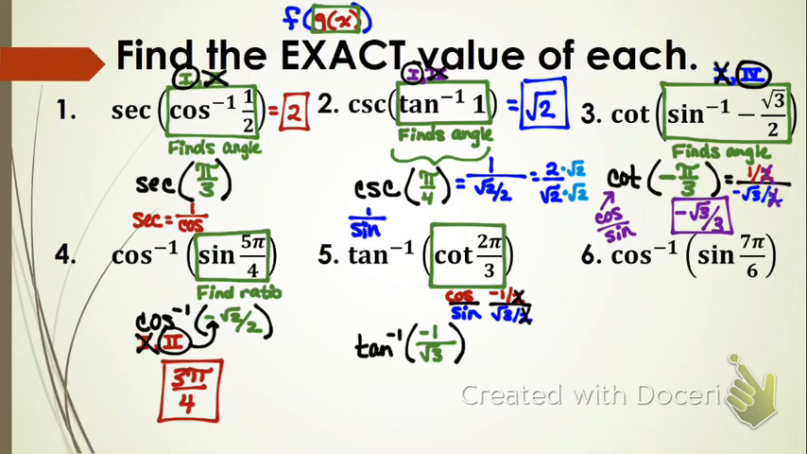I want to know where tangent has a value of negative 1 over radical 3, or I can think about this as my sine and cosine values. Negative pi over 6. I'm only allowed to look in quads 1 and 4. Since it's a negative, I'm in quad 4, and that means a negative angle. I want you guys to do number 6, and then we're going to put up our last couple examples.